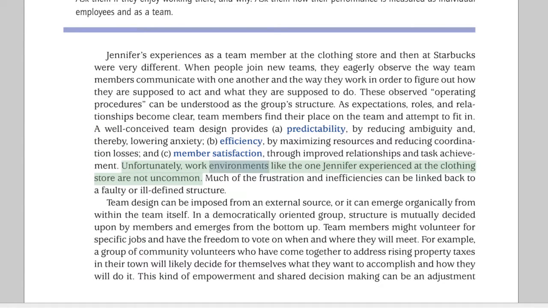Unfortunately, work environments like the one Jennifer experienced at the clothing store are not uncommon. Much of the frustration and inefficiencies can be linked back to a faulty or ill-defined structure. Team design can be imposed from an external source, or it can emerge organically from within the team itself.